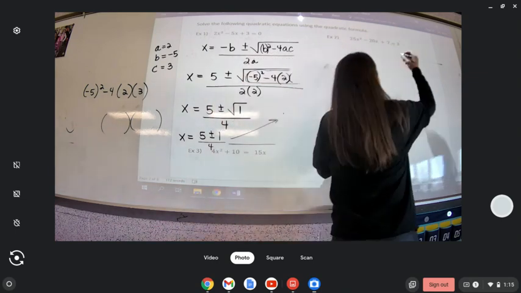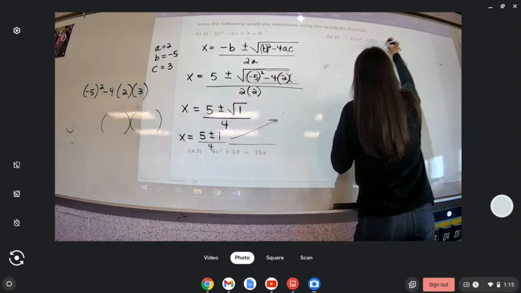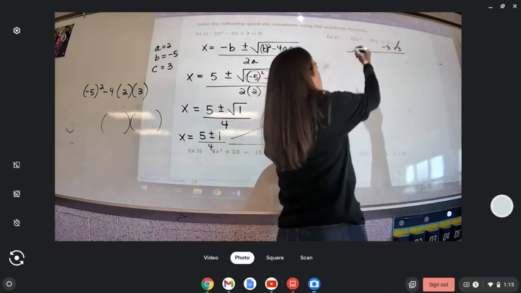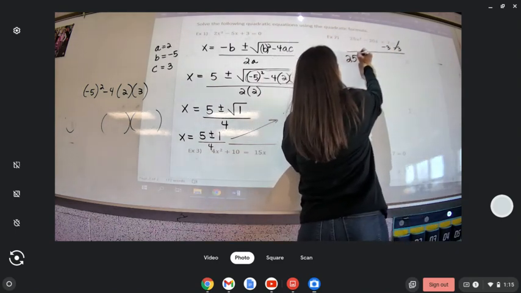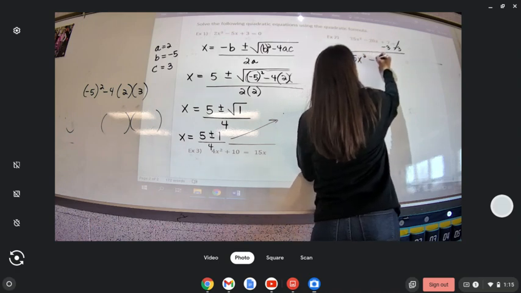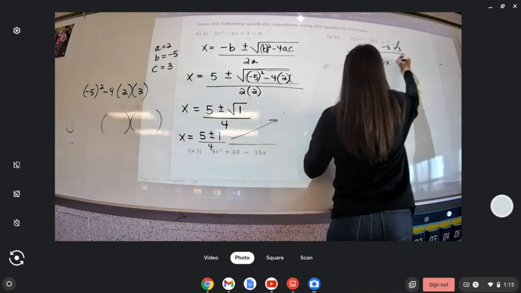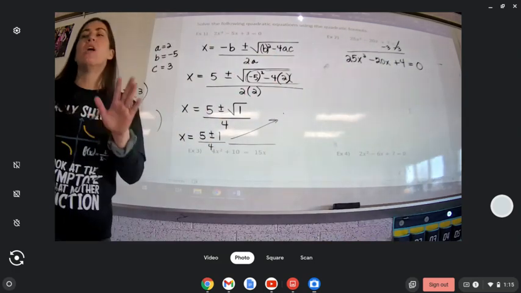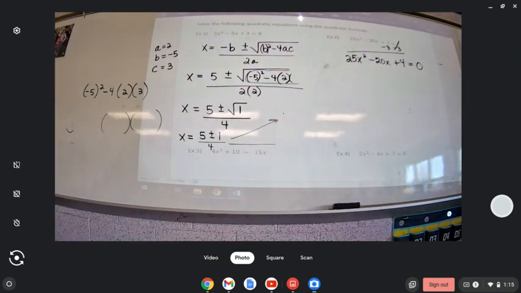We don't have that yet, so let's get the 3 out of the way and over to this side. I do have a number that I can combine him with. So now we're going to have 25x squared minus 20x plus 4 equals 0. Perfect. All right, now can I say this? If this was a factoring problem, what do you always look for first with factoring?